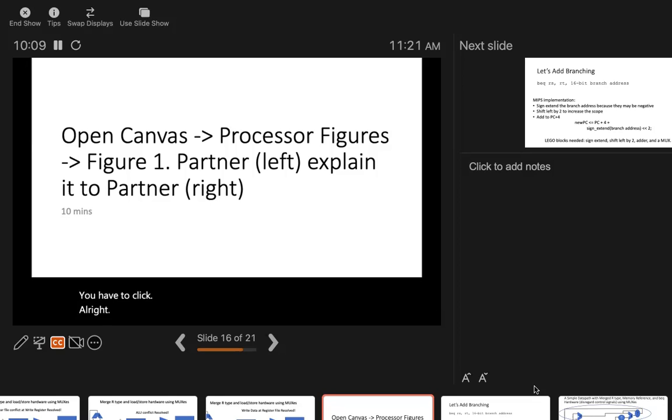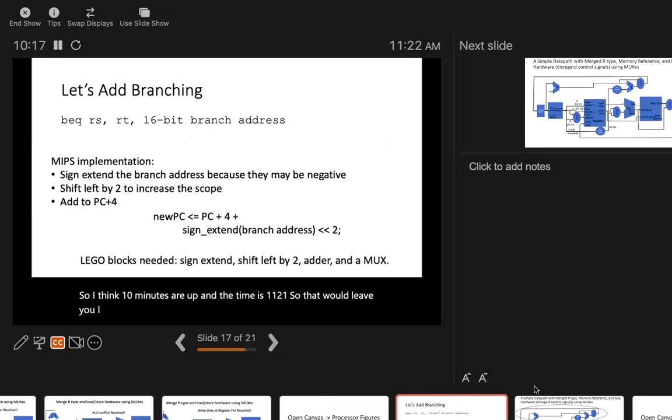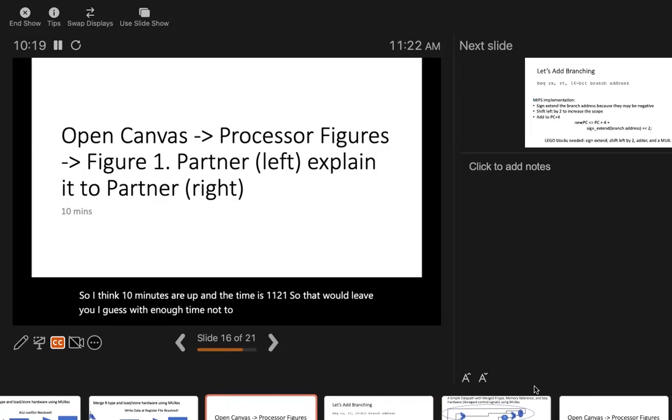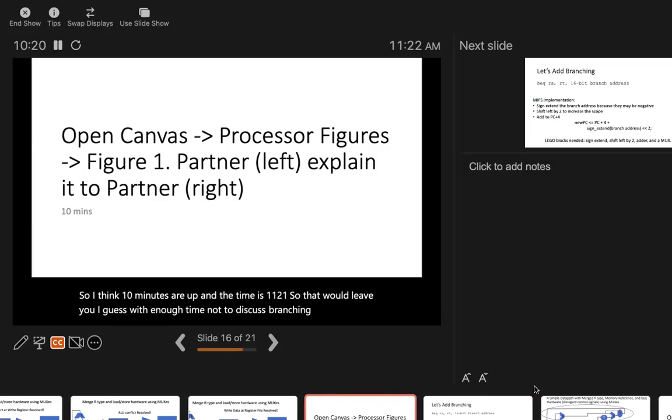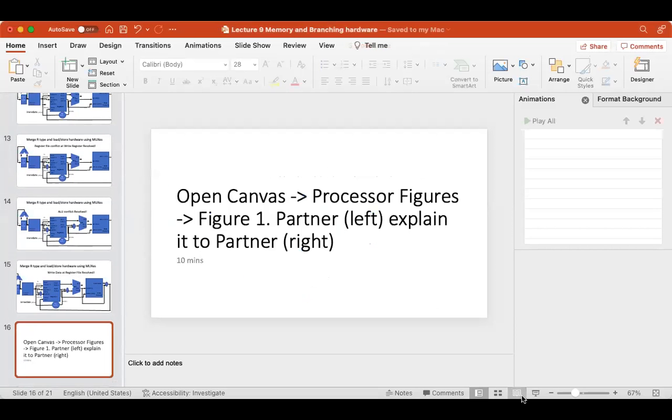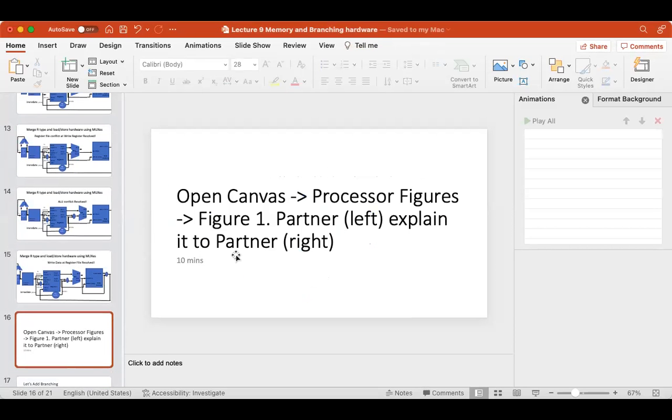Okay, so I think 10 minutes are up and the time is 11:21. So that would leave you, I guess, with enough time not to discuss branching, but rather work on your worksheet. So please open up today's worksheet and you can work with your peers on that worksheet, where you have to answer some interesting questions.